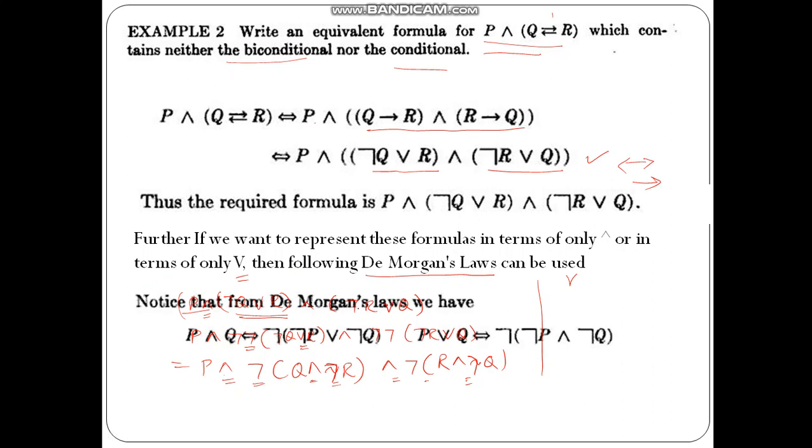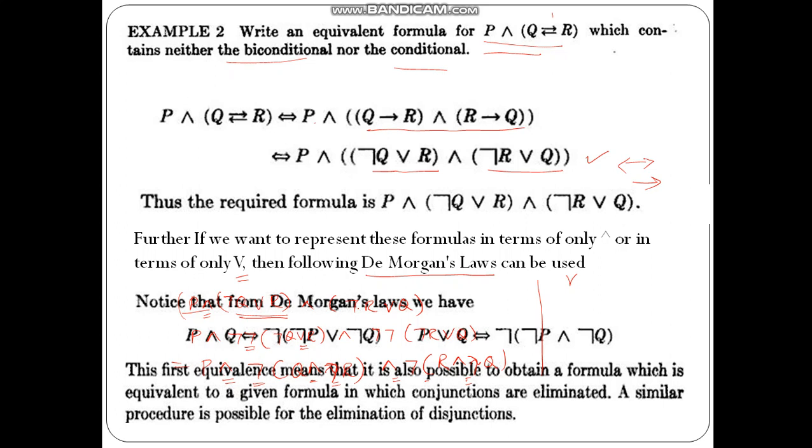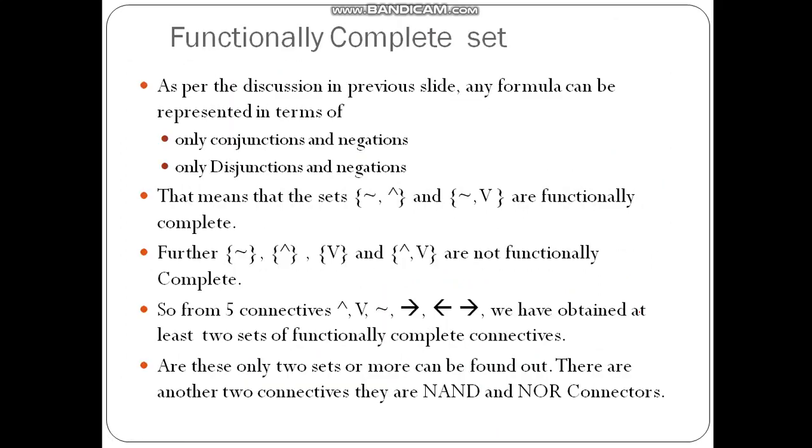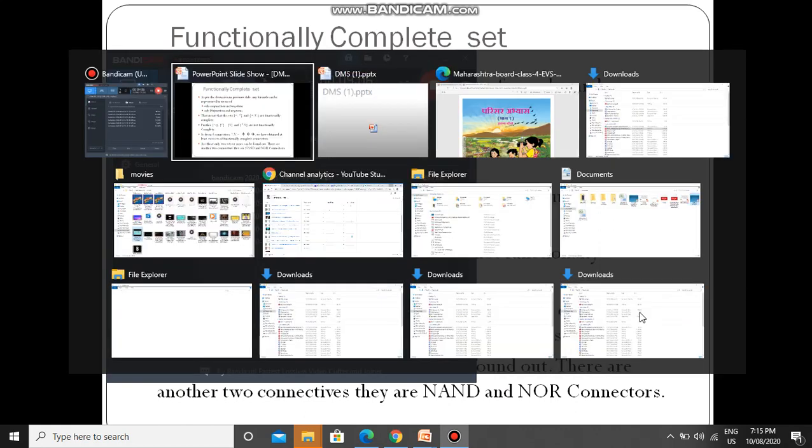Moving ahead, notice that by De Morgan's theorem, P and Q is equivalent to not of (not P or not Q), and P or Q is equal to not of (not P and not Q). In that way we can take the equivalent formulas. The first equivalence means that it is possible to obtain a formula equivalent to the given formula in which conjunctions are eliminated, and the second says that disjunctions are eliminated. So you can eliminate all conjunctions to disjunctions, or you can eliminate all the disjunctions to conjunctions. Let us discuss this in a more proper way.